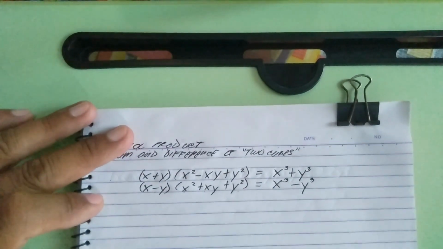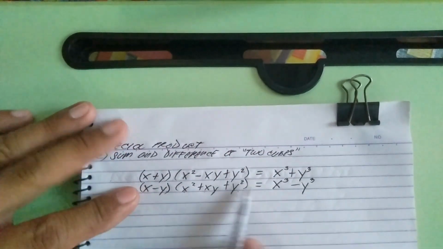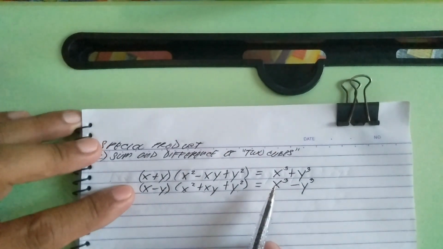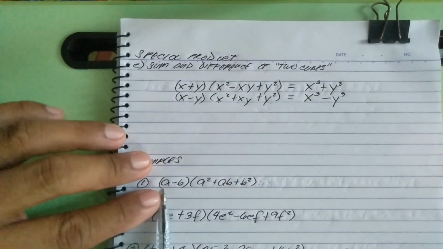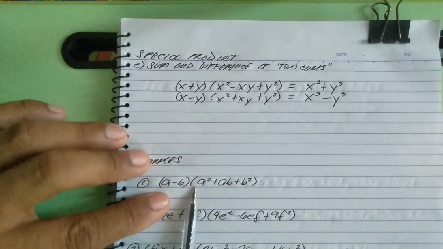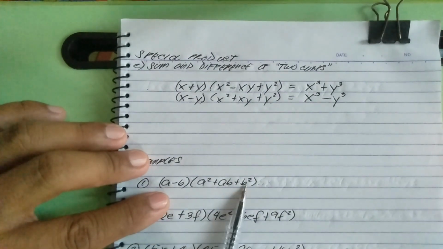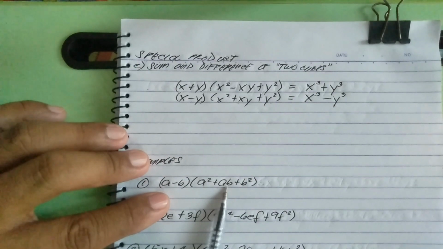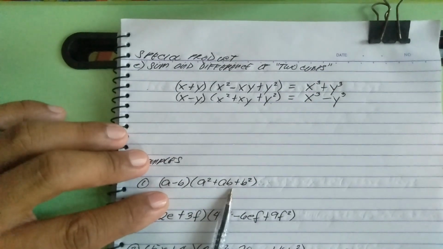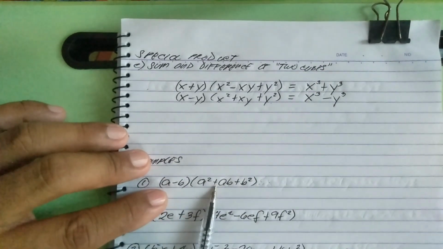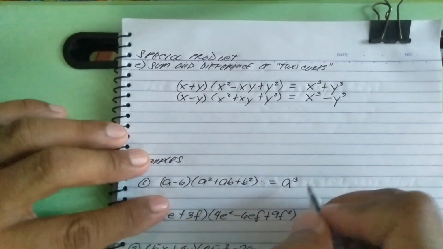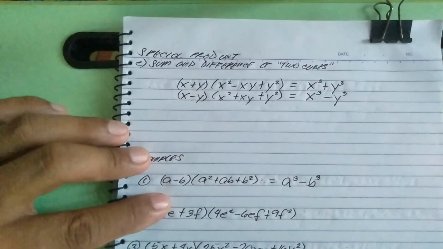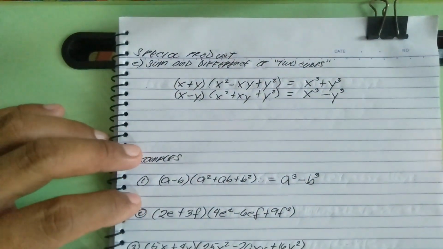Okay, sana naipaliwanag ko ng maayos. Kapag nakita nyo po ito na special product po, agad-agad ang sagot ninyo is cube the first term, cube the last term. Okay, example, tignan nyo mabuti. A minus B, in-square ang first term, in-square ang last term, pinag-multiply ang first at second term, pero hindi ka nag-times 2. Negative ito, positive ito. So, ang gagawin ko lang po is equal to A cube minus B cube. Yan na ang ating kasagutan.